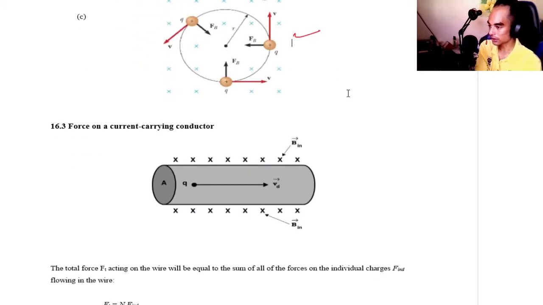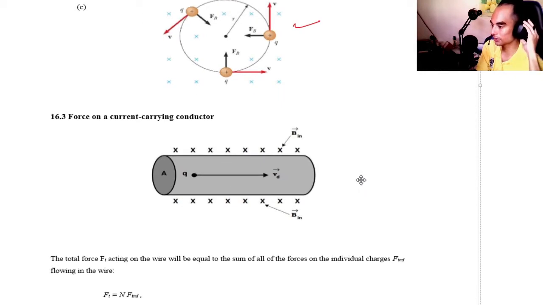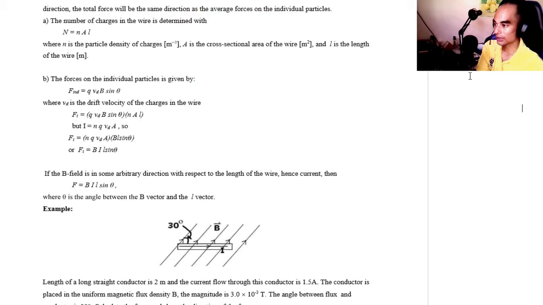Now we have the force on a current-carrying conductor. If we have a conductor, there will be a current. There is not a single Q, but many Q running through the conductor. So the number of charges in the wire will be nAL. It depends on how long the conductor is, how much the cross-sectional area of the wire is, and the number density of particles. Everything has to be counted because it is no longer one single charge.